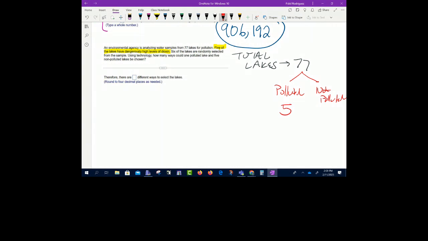Anybody know? If there's 77 lakes total, 72. Everybody agreed it's going to be 72 because there's a total of 77 of them, right? So 5 are polluted, then the rest are not, right? At least not with that particular business, whatever they have.